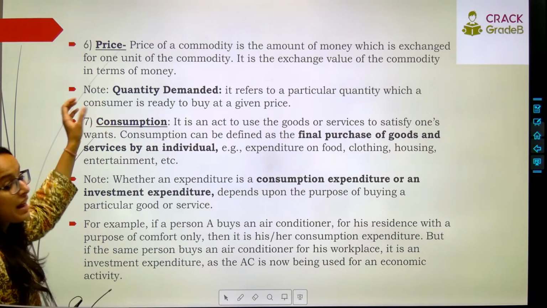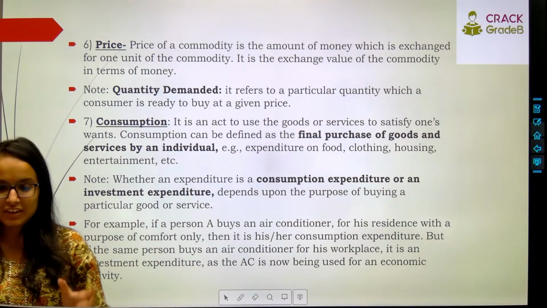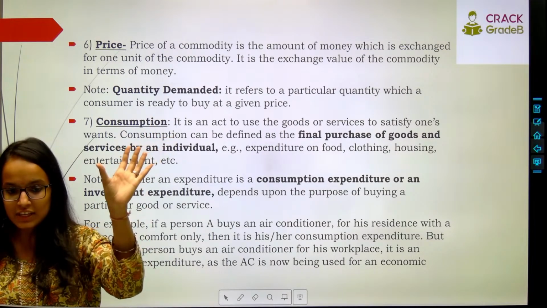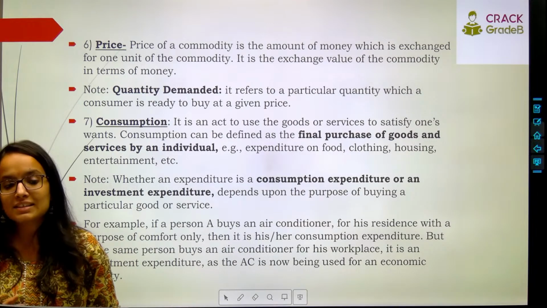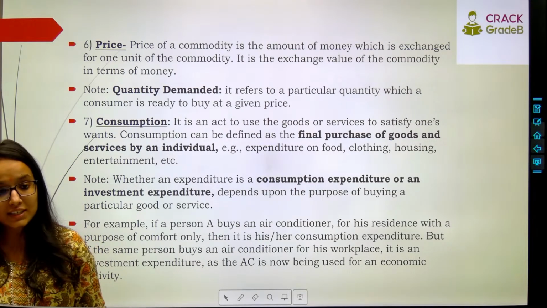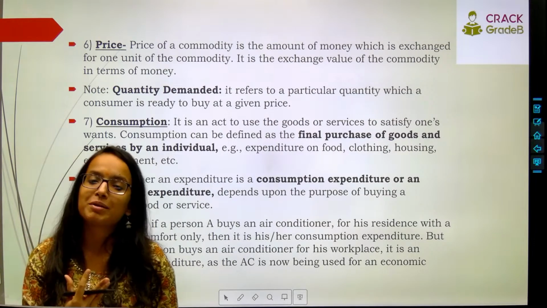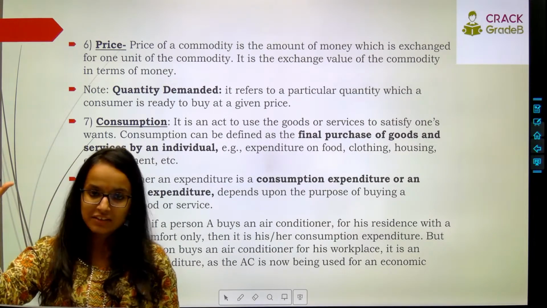Then we have price, which is again a very important concept. If we produce something, we need to give it a tag, we need to give it a price. Who decides the price? The market decides the price. We do not decide the price. And in the market, who decides the price? The two forces of demand and supply. That's why I started with the concept of demand at the very first.